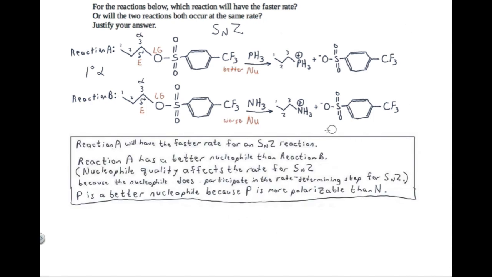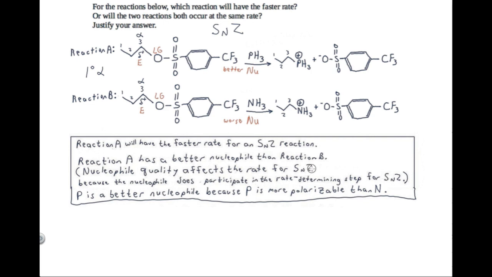Here's our answer. We decided that reaction A will have the faster rate. We need to justify our answer. Well, we start the justification by saying that reaction A has the better nucleophile. That matters because this is an SN2 mechanism, and nucleophile quality does affect the rate for an SN2 mechanism because the nucleophile participates in the rate-determining step for SN2.